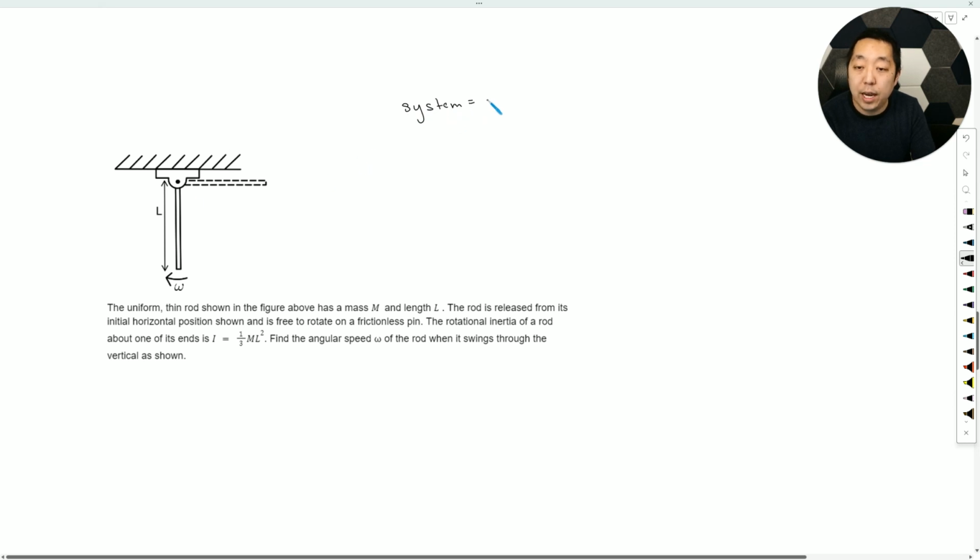Because we have a change in height, we're going to talk about the rod plus the Earth. We'll include the Earth in our system, right? That's that first step if we're going to do conservation of energy. So we're going to include gravitational potential energy. And then think about the forces that are acting on it.